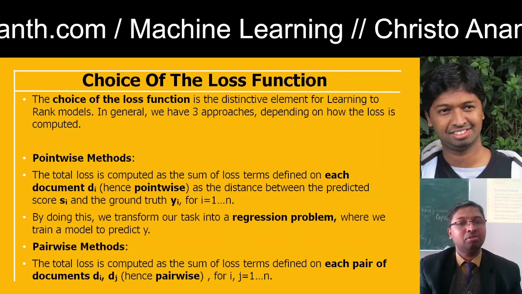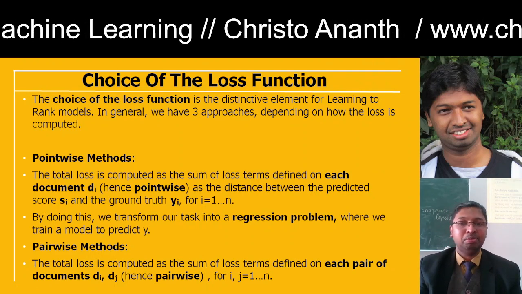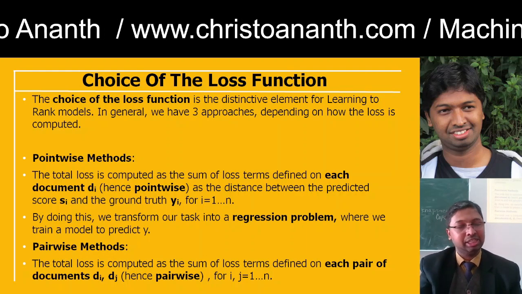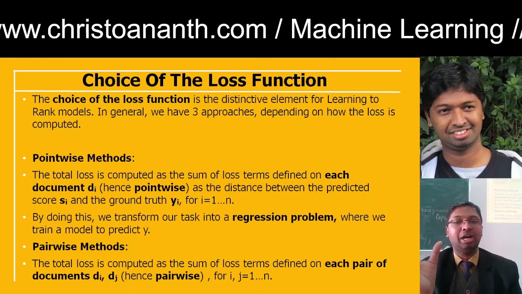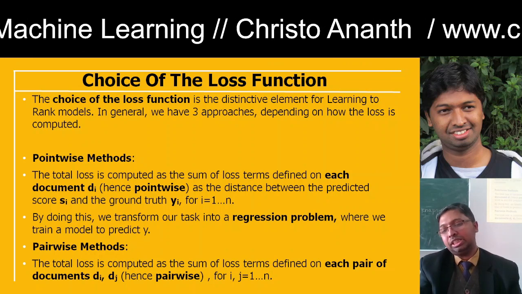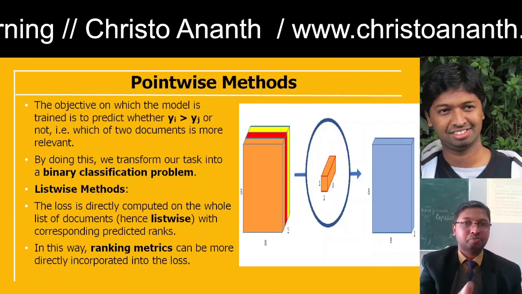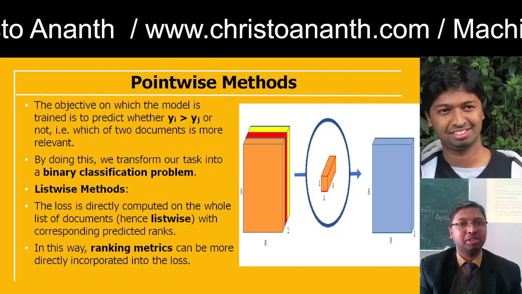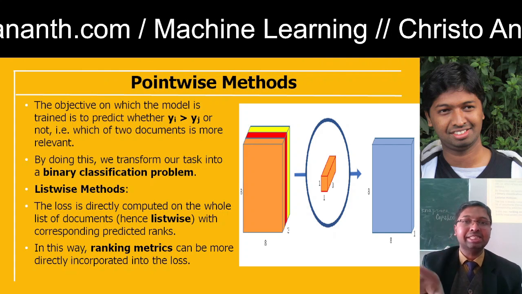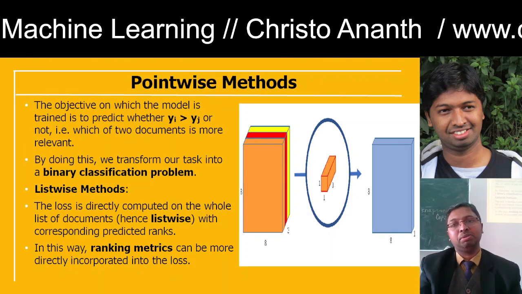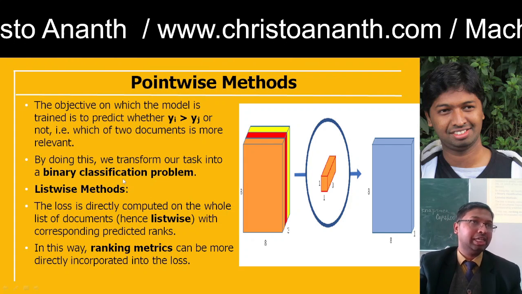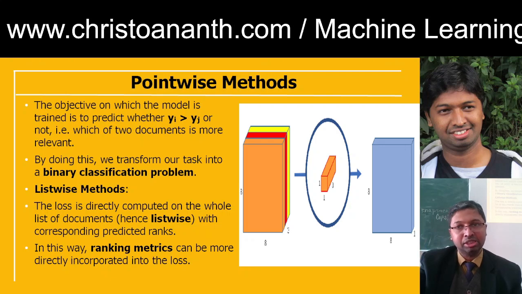Then you will go with the pairwise method. You will compute the loss terms for each pair of the documents di and dj, similar to the point-wise, so we will have pairs di and dj for i and j equal to 1 to n. Here you are going to predict whether yi is greater than yj or yi is less than yj, which of the two documents is more relevant. So here you will go with binary classification problems in order to find out whether it is relevant or not.